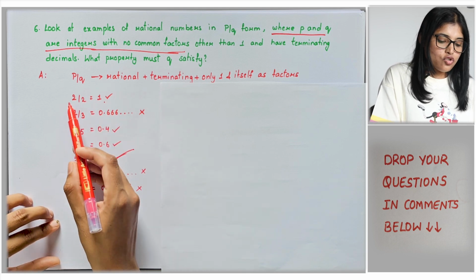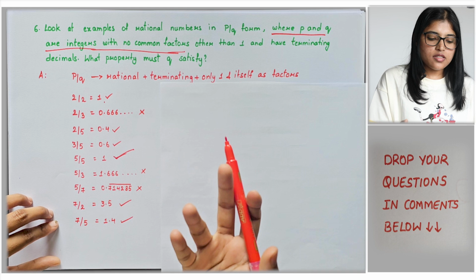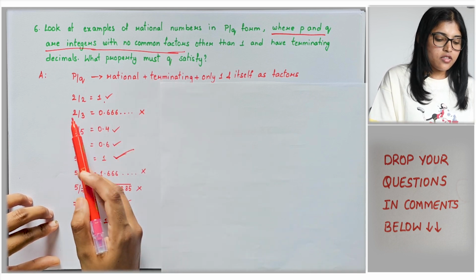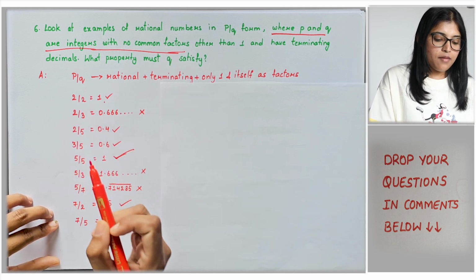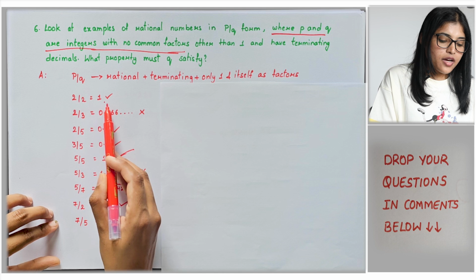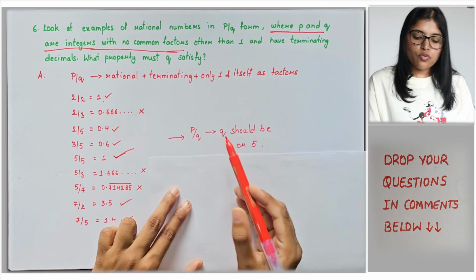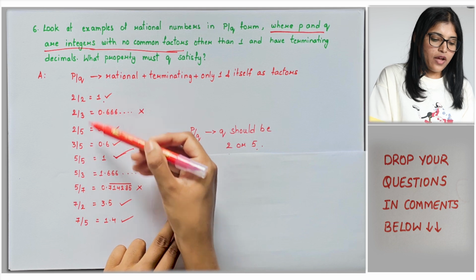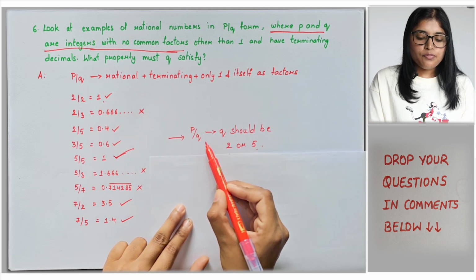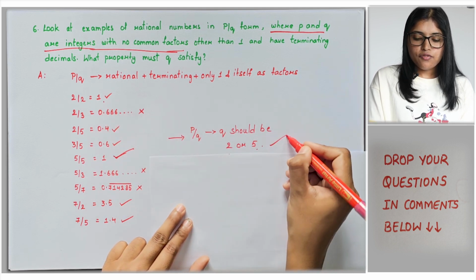So what can we see for the value of q as common, where we are getting a terminating decimal? So 2, 3, 5 and 7, all these are prime numbers that we are satisfying, and we can notice something: when we are getting p by q as a terminating decimal is when q is either 2 or 5. So the answer is q should be either 2 or 5.